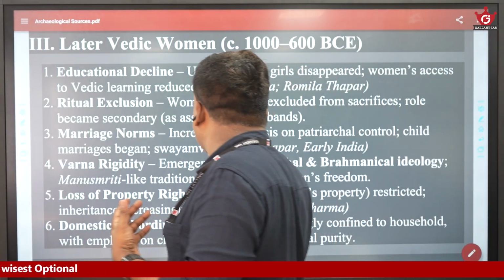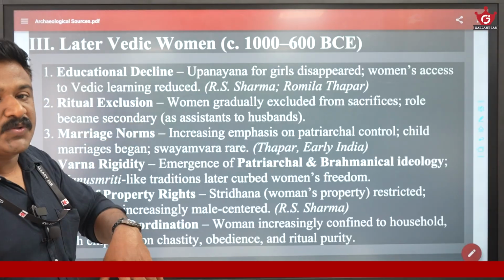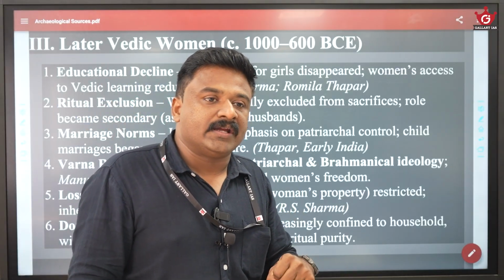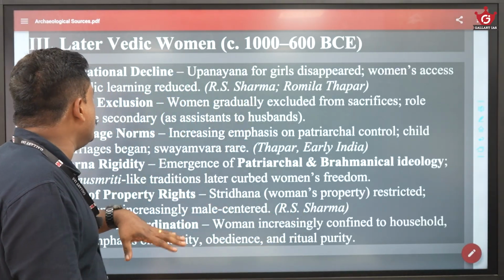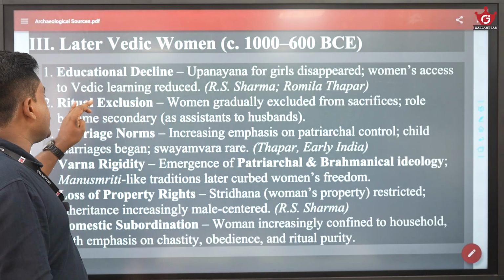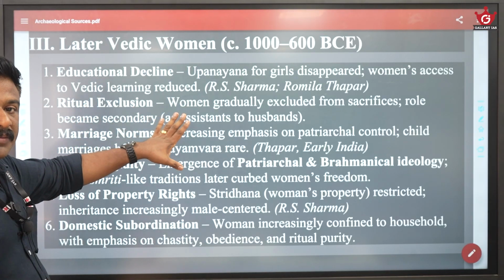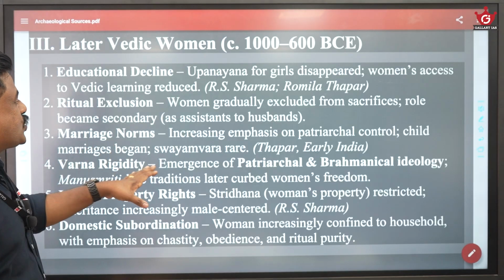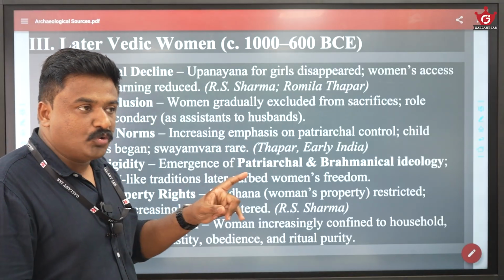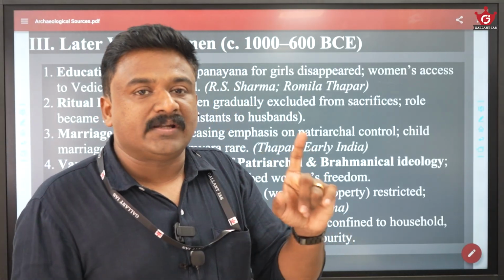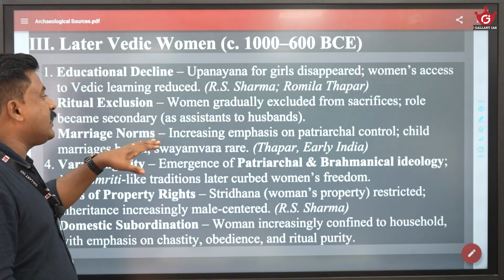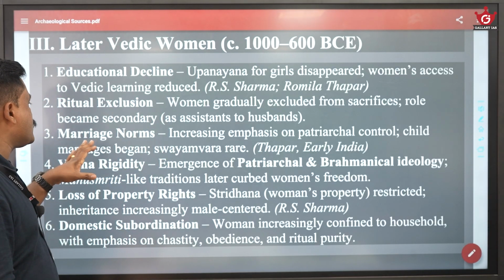according to R. Sharma, Romila Thapar, and Upinder Singh, the status of women politically, culturally, and economically got reduced. Educational decline: Upanayana for girls disappeared. Women's access to Vedic learning reduced, according to R. Sharma and Romila Thapar. Ritual exclusion: women were gradually excluded from sacrifices, and their role became secondary. During the Rigvedic time, women could participate in ritual ceremonies along with their husbands, but now they were excluded from sacrifices and ritualistic ceremonies.